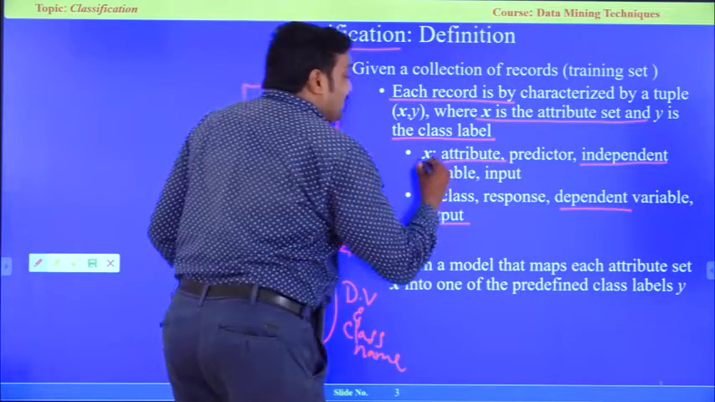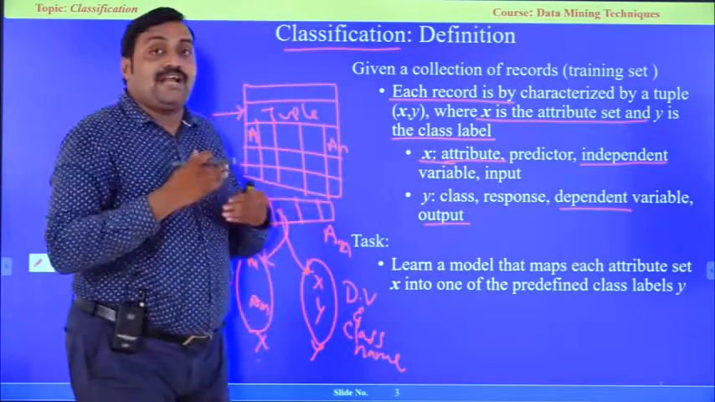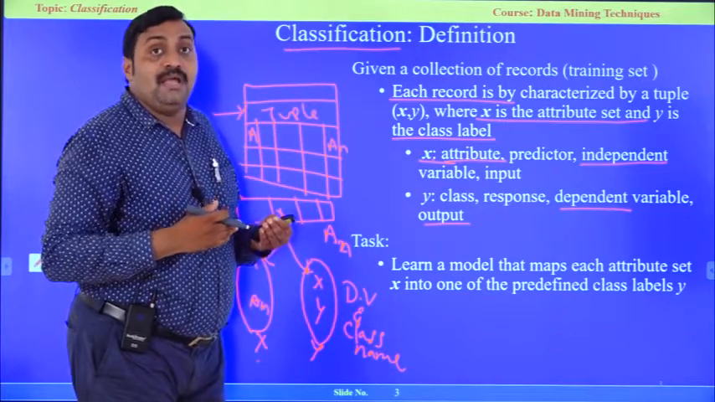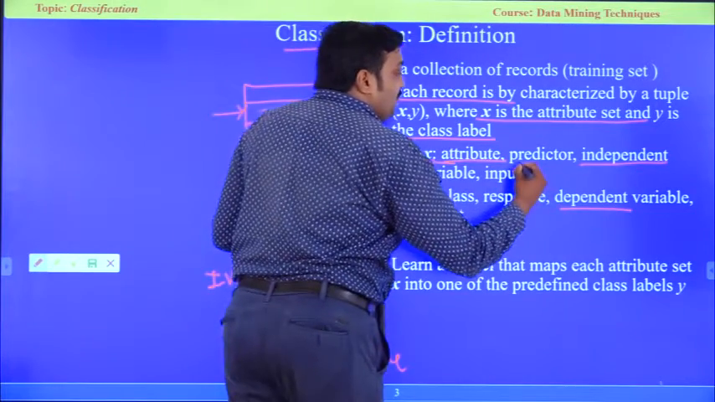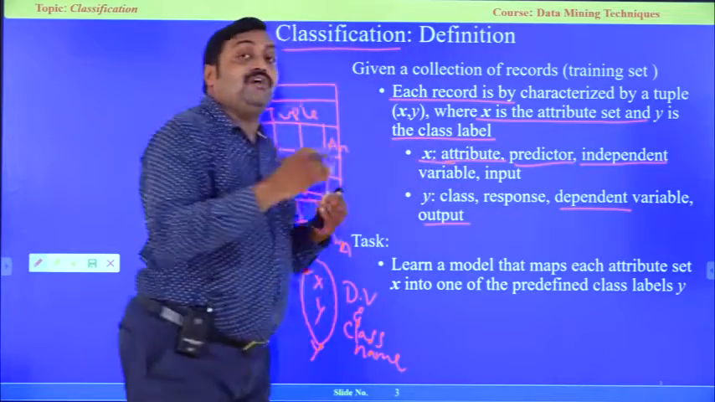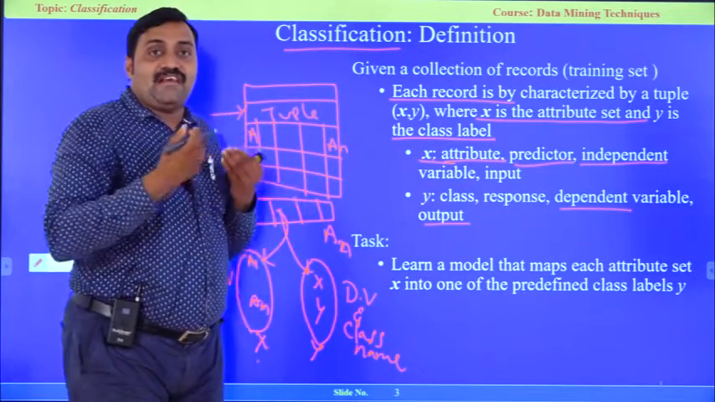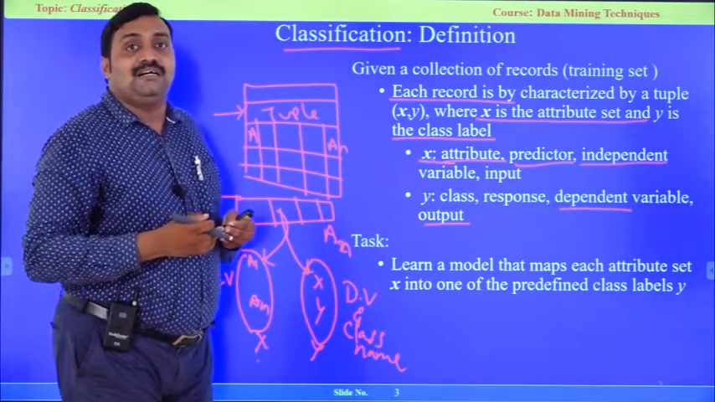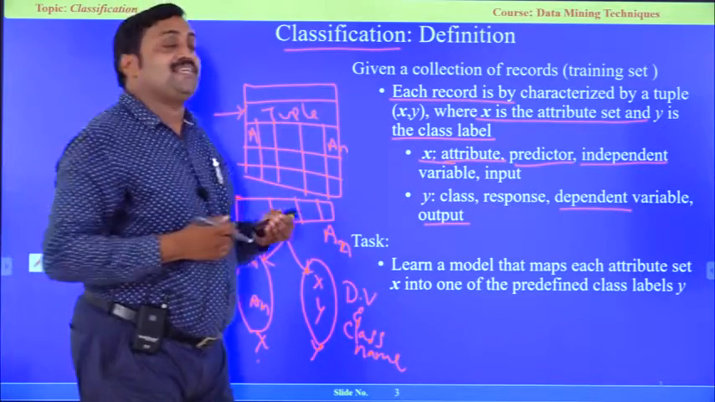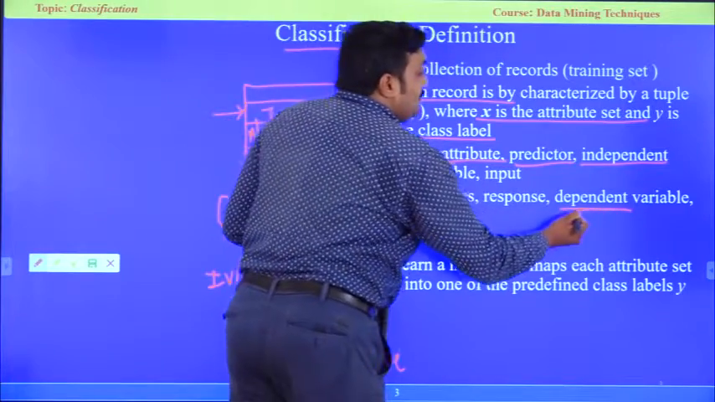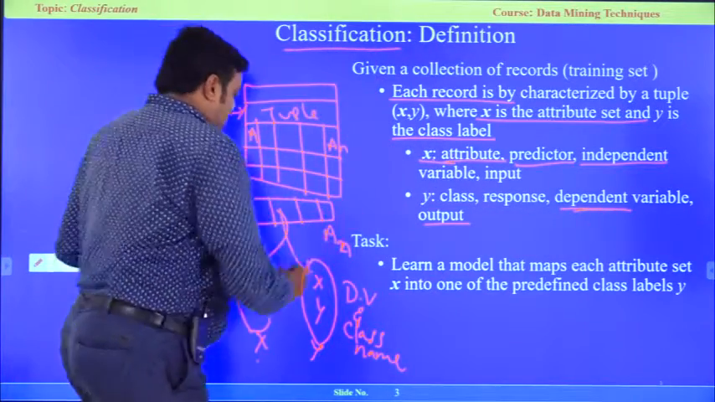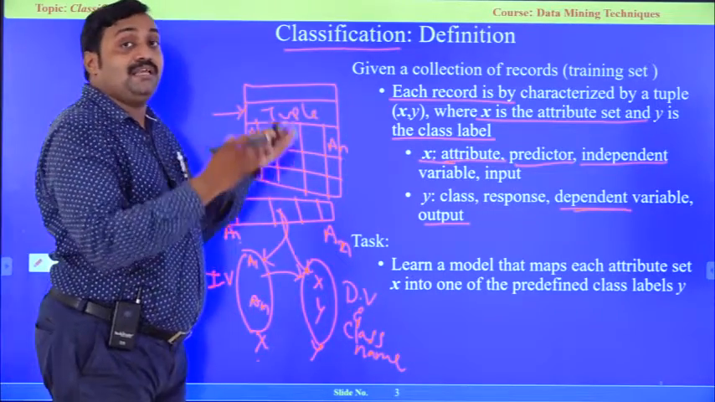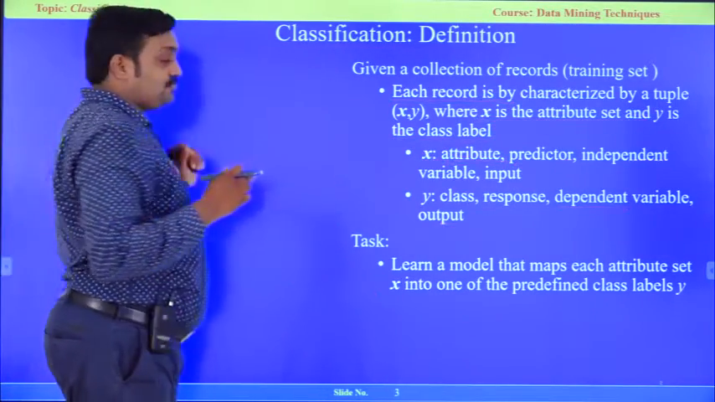So x is simply a collection of attributes from the record. Those are independent. Based on those attributes, we can predict what class it is. Whereas y is the other set from the same record. It contains the name of the class and is a dependent variable. Based on the x set, I can say what class it is. That is the basic classification definition.